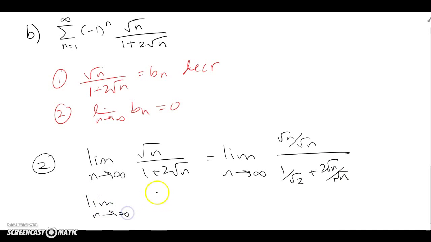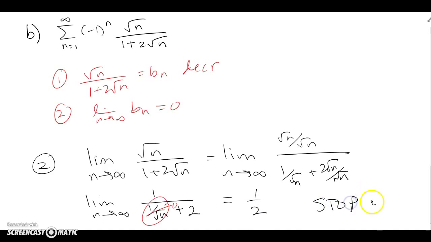And that's going to give me limit as n goes to infinity of, I guess, just 1 in the numerator. This is root n, not root 2. 1 over root n plus 2. And we can see that as n goes to infinity, this guy goes to 0. So I end up with 1/2. And if I'm ending up with a limit of 1/2, I have to stop with AST. Because AST says limit has to go to 0 and this has to apply, and then I can conclude something about convergence. So the minute the limit doesn't go to 0, stop, AST is not applicable.